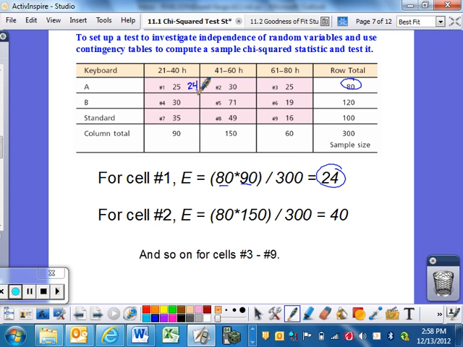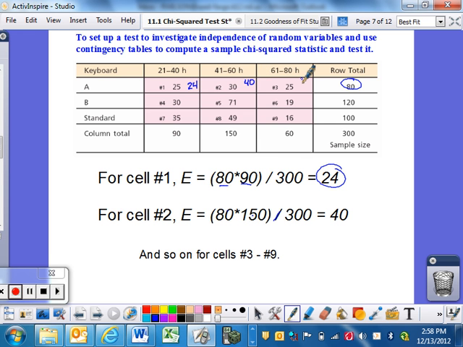The expected value for the number 2 cell. Okay, so we have 80 times 150 divided by 300 is 40. So we expect 40 there. Okay, we actually had 30, so there's a little bit more difference. So you will continue on to do this.